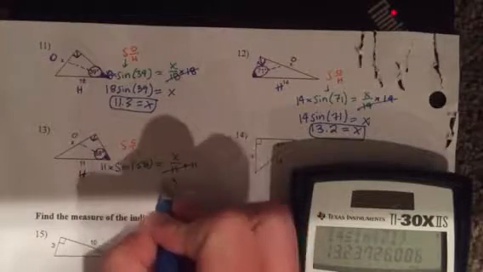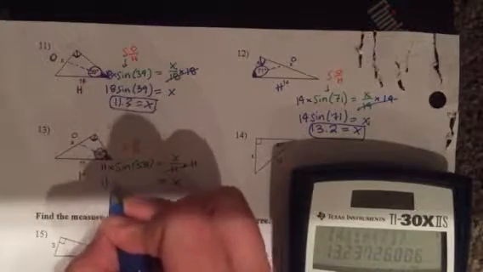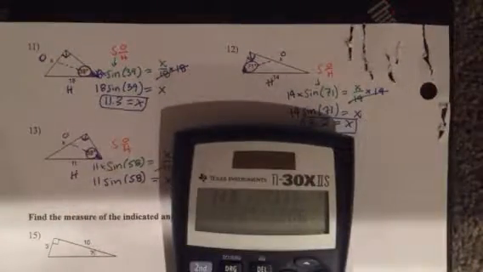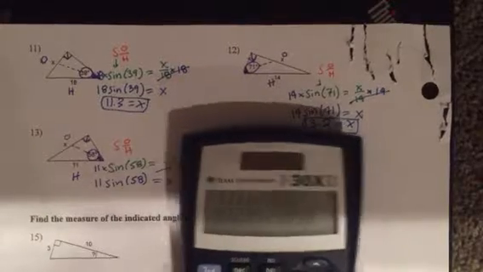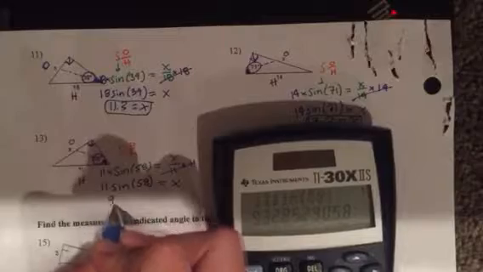Cancels out, and x equals 11 sine of 58. 11 sine of 58 equals 9.3.